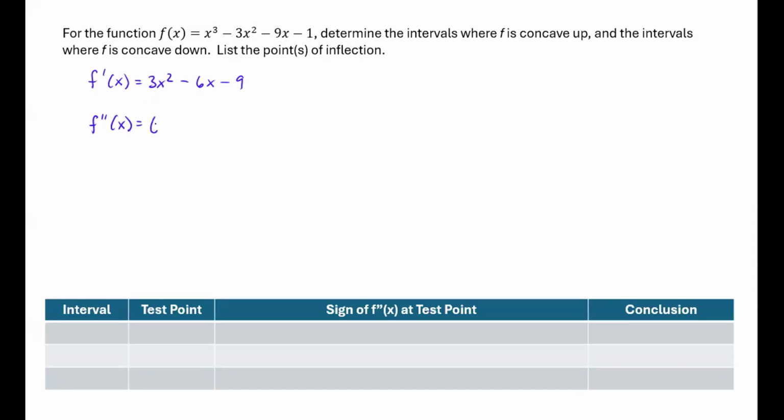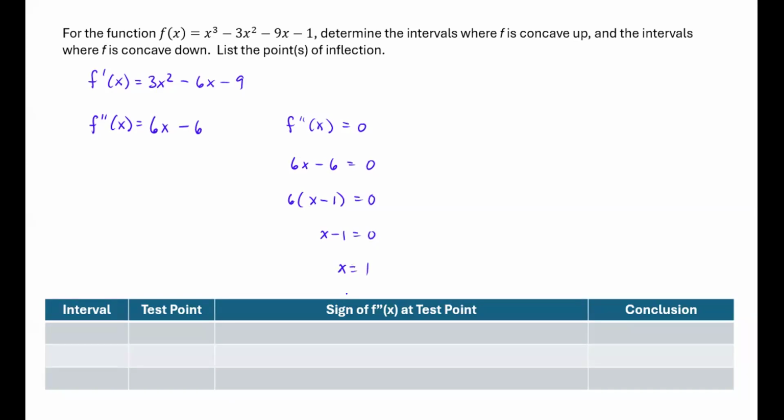This will give us 6x minus 6. Right, and we want to take a look at where our second derivative is equal to 0. So we're going to take 6x minus 6, set it equal to 0, and solve it for x. You can factor out the 6 if you want, or you can work with it in there. It's up to you. So x minus 1 in this case should be equal to 0. If we add the 1 to both sides, we're going to get an x value of 1.